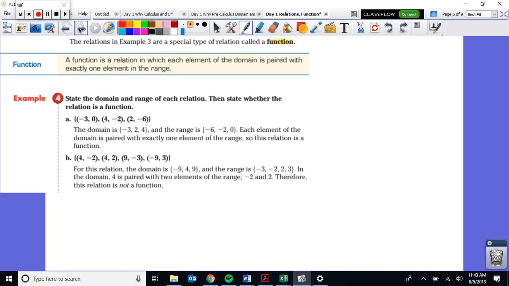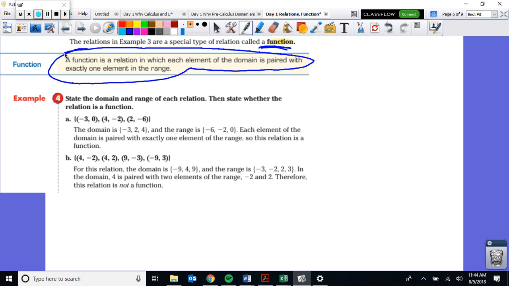Next. Almost there. Okay, so what are we going to do? We're going to find out whether the domain and range is a function. We just did the vertical line test, but a function is a relation in which each element of the domain is paired with exactly one element of the range. So each input has one output. Write that down in your notes, pause the video if you have to, okay?